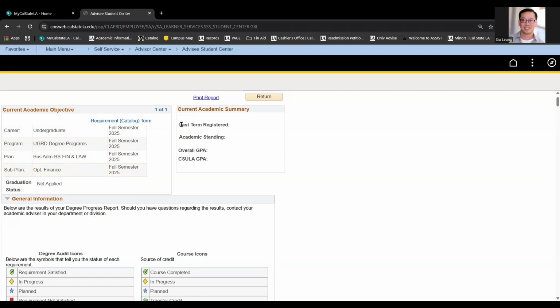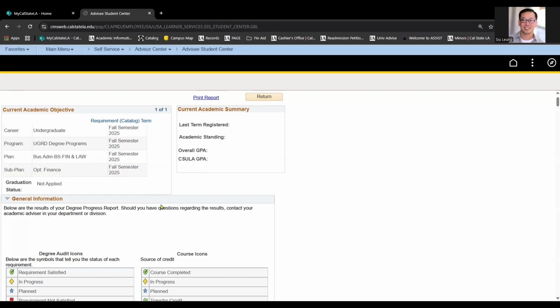There's some other information here. It tells you their last term registered and your academic standing. Basically, if your GPA is fine, it's going to be good. If you go below 2.0, you might be on academic notice, so keep that in mind. There's also your overall GPA and your Cal State LA GPA. Overall GPA is your cumulative GPA from all college work you've done. If you are transferring in from a community college, or if you went to a different four-year, and whatever classes you take here at Cal State LA, that will all be included in the overall GPA. Cal State LA GPA is only classes taken here at Cal State LA. Those two GPAs are important because you need a 2.0 in both of them to graduate.